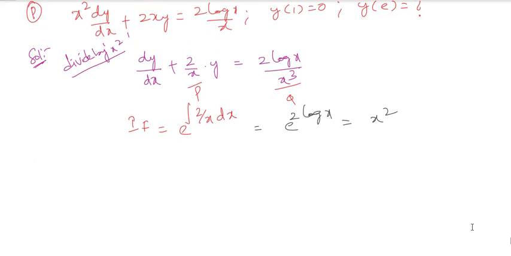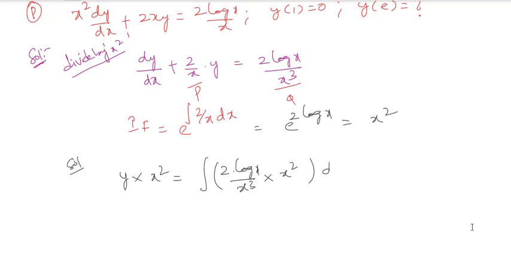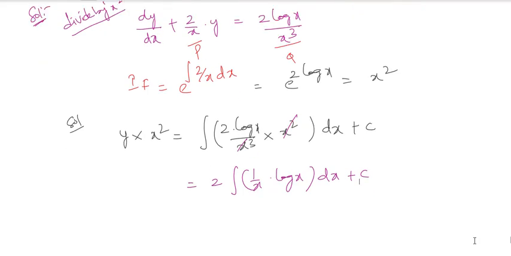So now the solution will be y into x square, the integrating factor, which is equivalent to the integral of q, which is 2 log x by x cube, into the integrating factor x square dx, plus constant c. Now this x square and x will get cancelled. That 2 I am taking as a constant. The integral of log x by x, or 1 by x into log x dx, is your integration. You know that you can use integration by parts, or you can do it directly by the substitution method also.